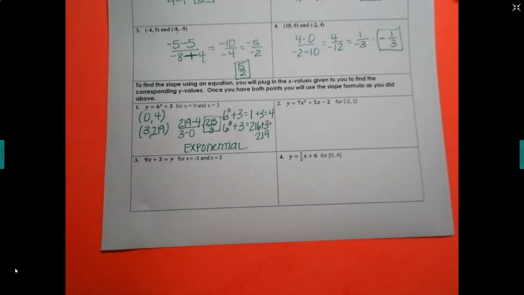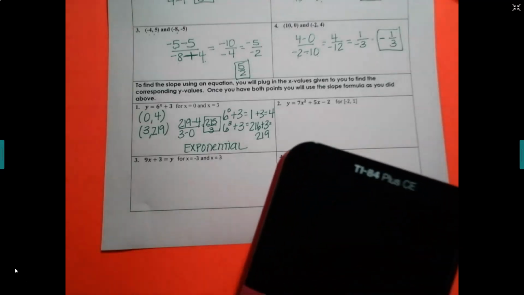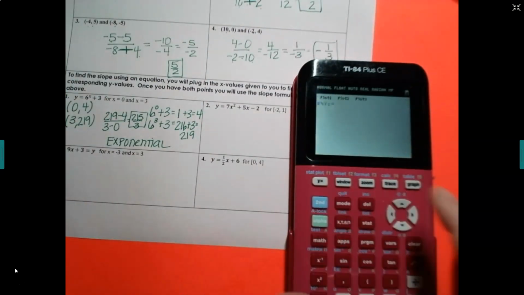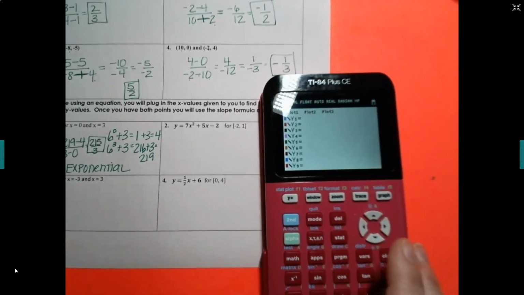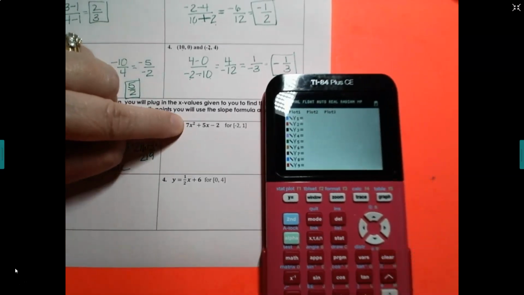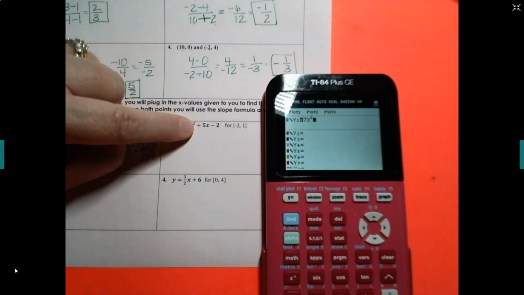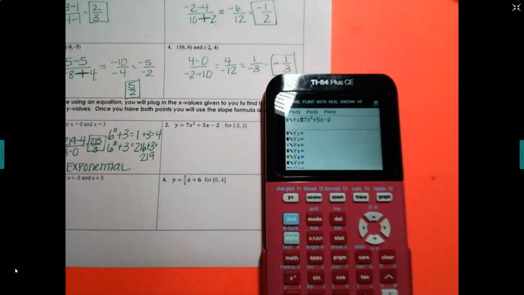All right, so I'm going to make this a little bit easier for you. I'm going to have you do this in your calculator. So take your handy dandy calculator. All right, we're going to go into y equals. All right, so 7x squared, so we say 7x, and we can hit the squared button, plus 5x minus 2.